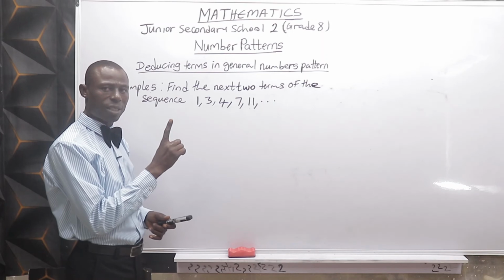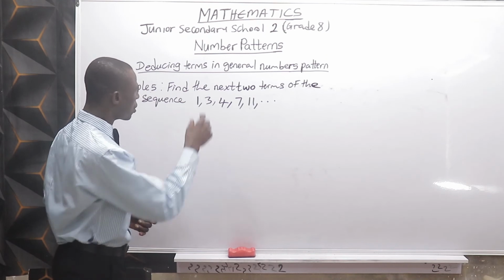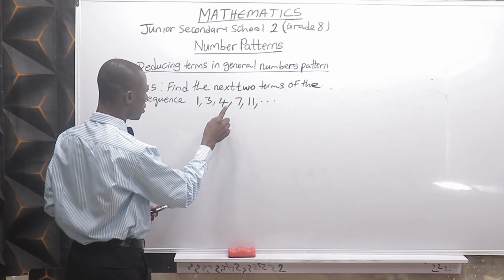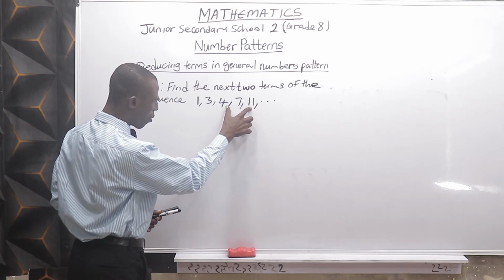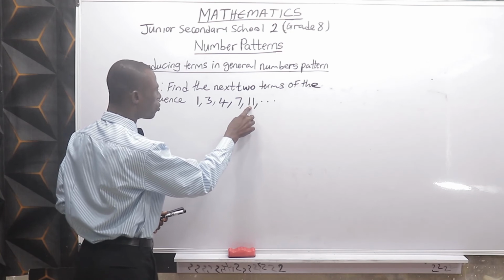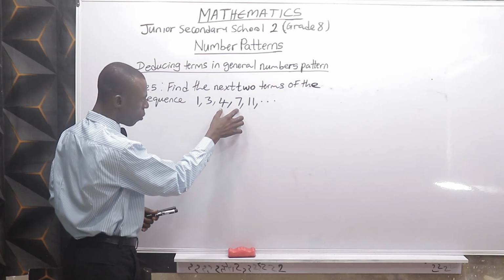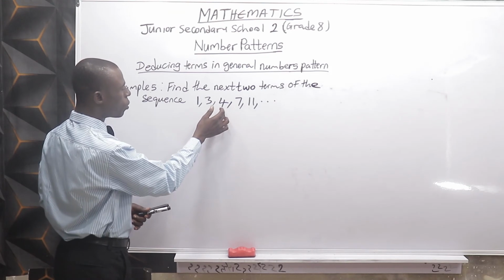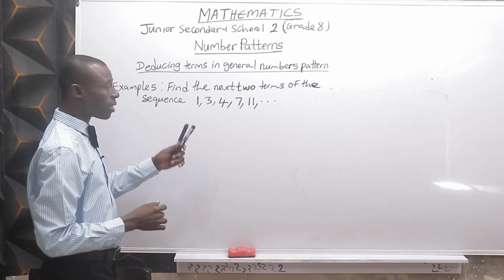How do you test for Fibonacci? A term in the Fibonacci sequence is the sum of the 2 preceding terms. If this is Fibonacci, then 11 is the sum of the 2 preceding terms, 4 and 7. So 4 plus 7 is 11. Good. 7 should be the sum of the 2 preceding terms, 3 and 4. 3 plus 4 gives 7. 4 is the sum of the 2 preceding terms, 1 and 3. So we can see this is Fibonacci.